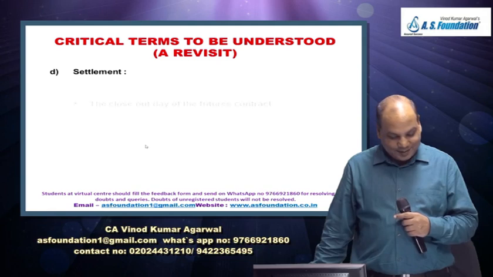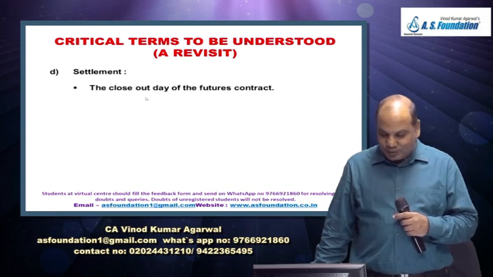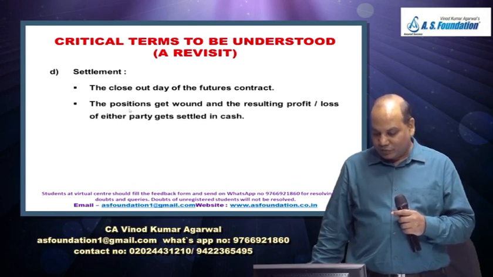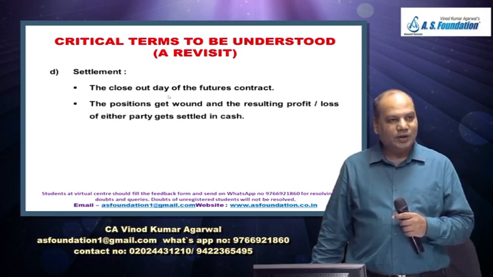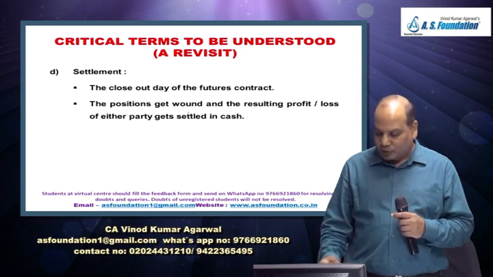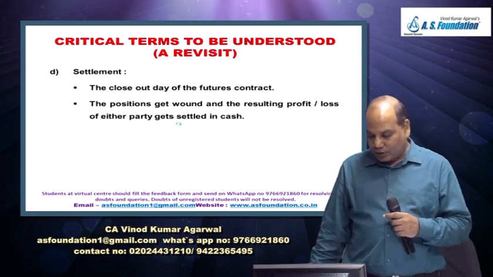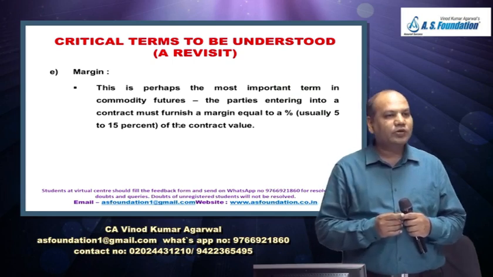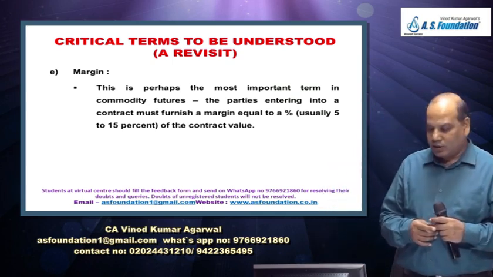Next line, settlement. The closeout day of the future contract is called the settlement date. The last date or expiry date is the settlement date. On that day, the position will get wound up and closed, and profit or loss will be transferred to the parties, usually in cash.